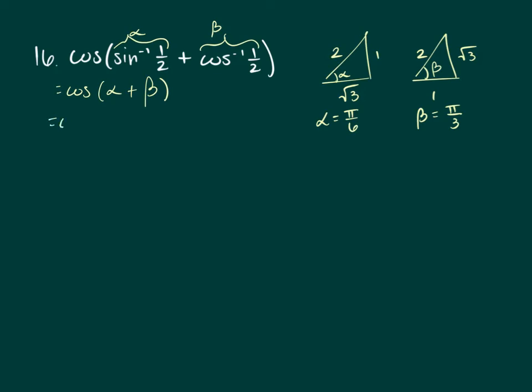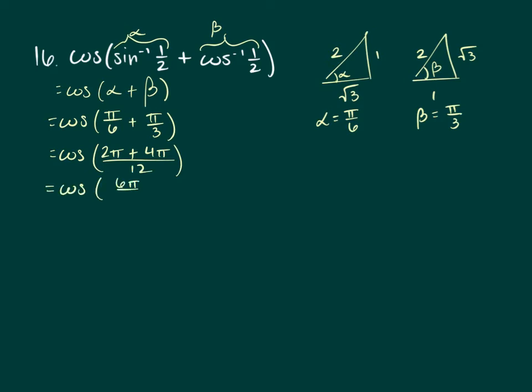So I get cosine of pi over 6 plus pi over 3, get a common denominator of 12. This is 2 pi plus 4 pi over 12 equals cosine of 6 pi over 12, which is cosine of pi over 2, which by the unit circle is 0.